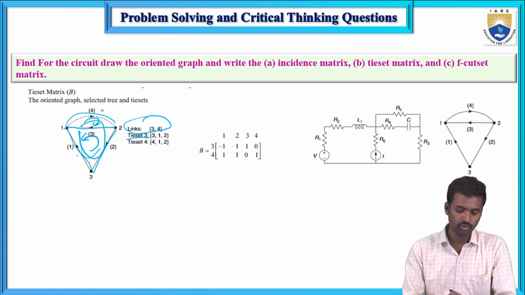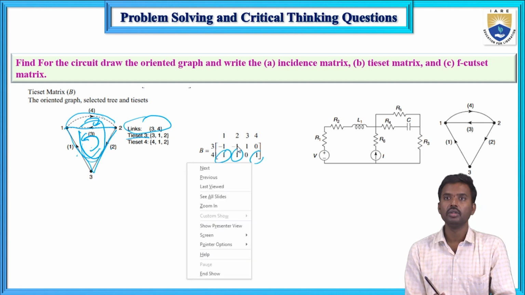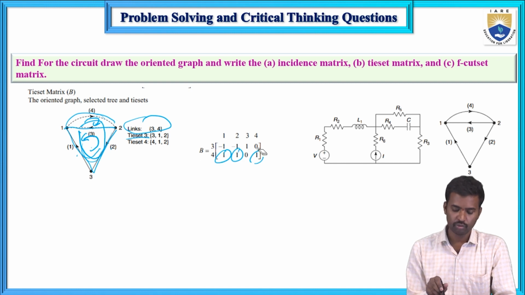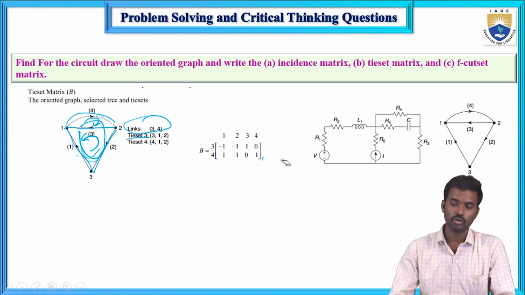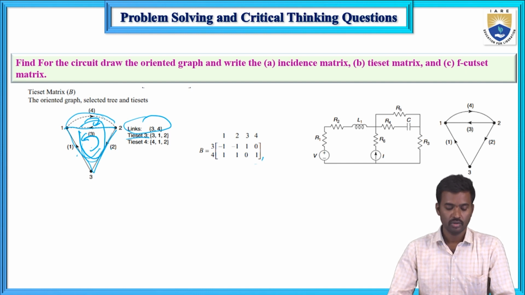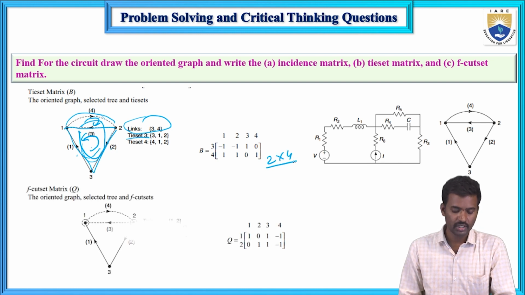Here 2, 1, 4. So this direction is clockwise. So for the fourth, 1 and 4 are all 1, the same direction. In the direction of 2, 1, 2, 4 are associated and 3 is not associated with this one. In the tie set, there is only one link. There must be one link, and any number of twigs. So this matrix size here is 2 cross 4.